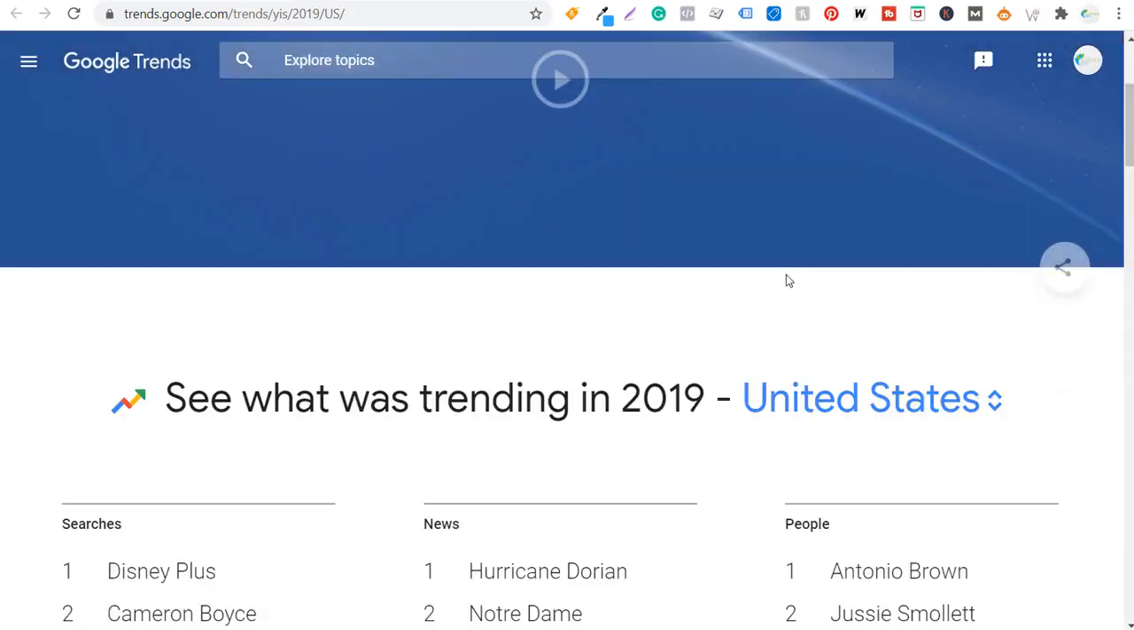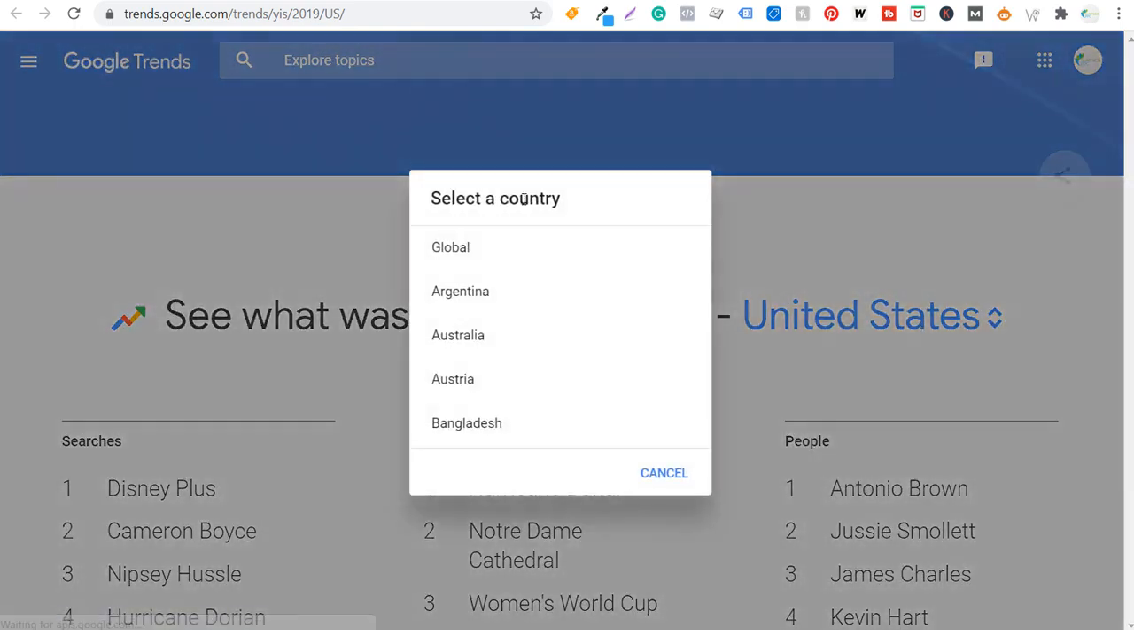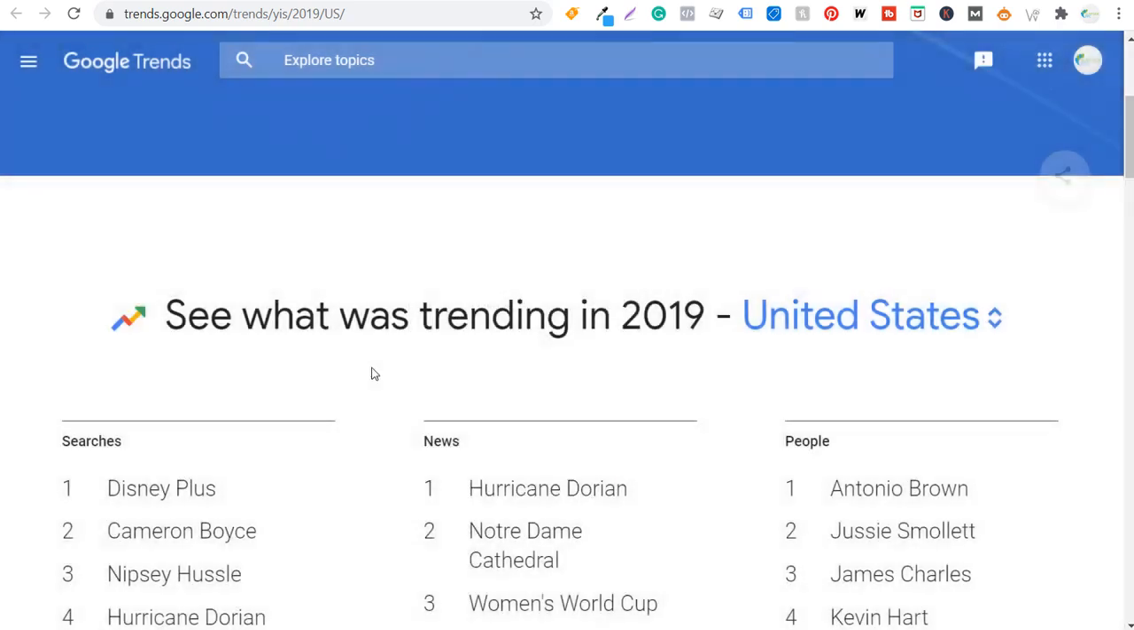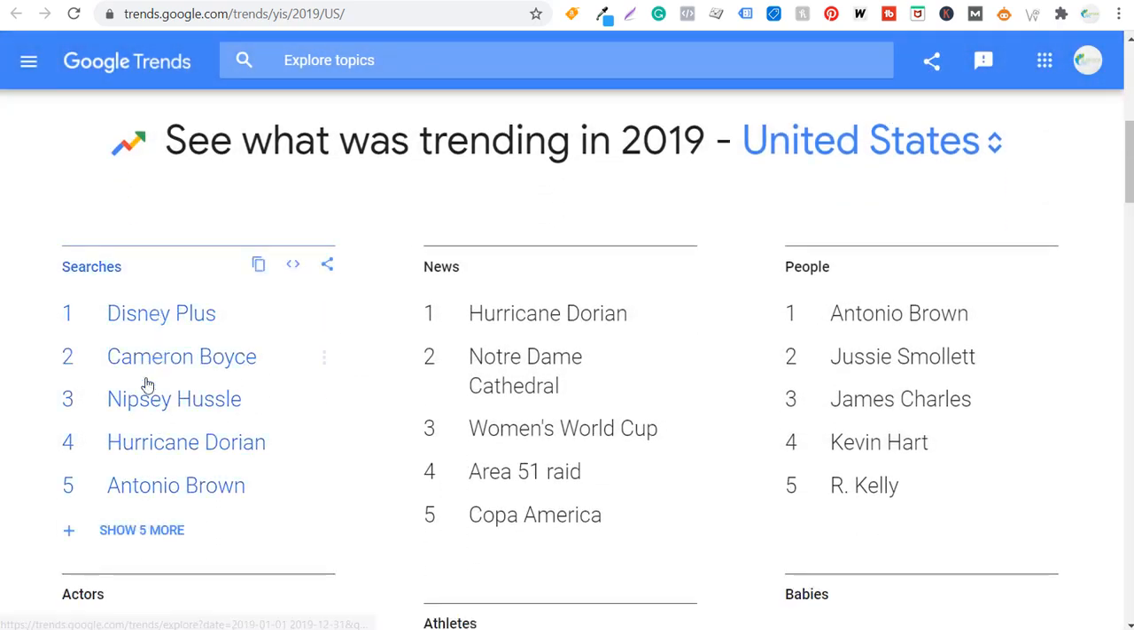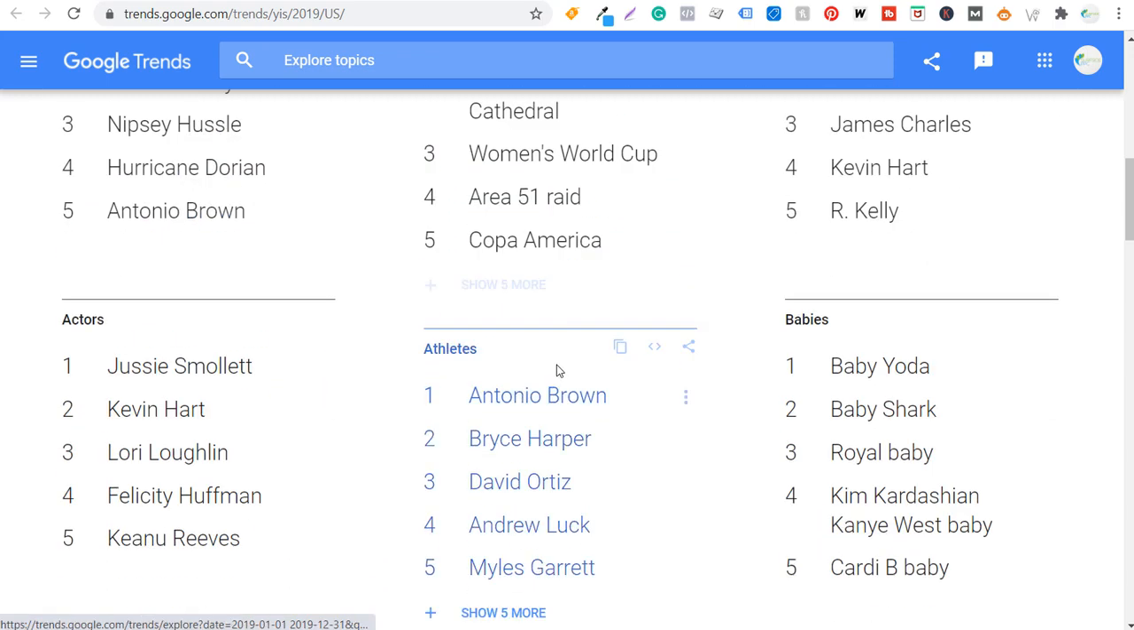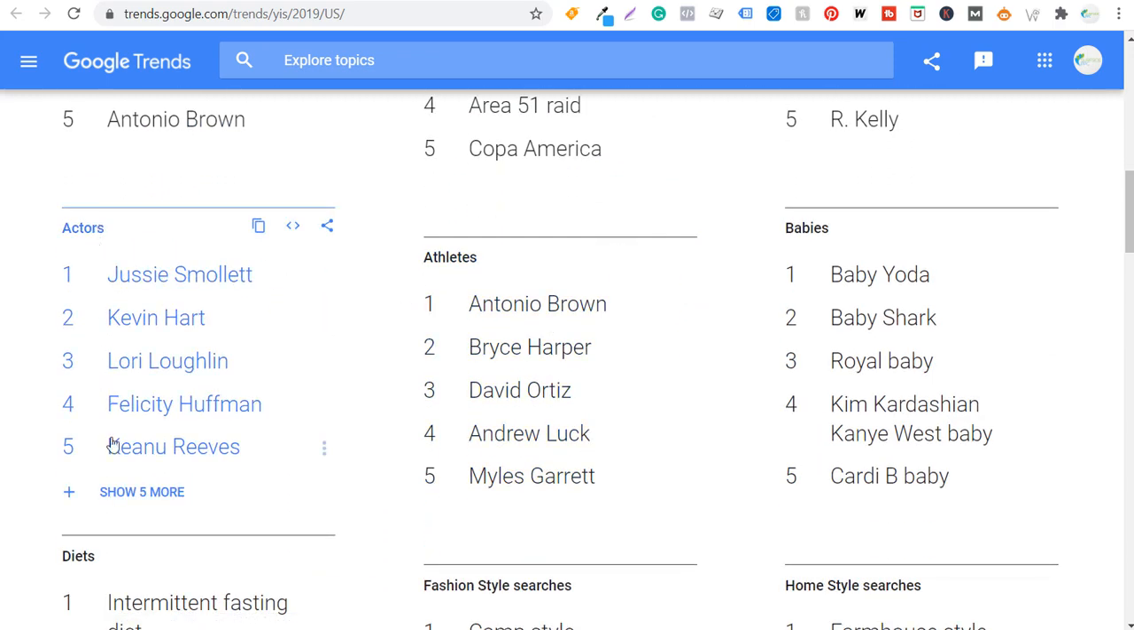You're going to see 2019, and you can also change the location here. I'm just going to keep this as United States, but you can do global as well. In the United States, these are what people were searching the most. So, Hurricane, Antonio Brown, Disney Plus. Keep coming down. You can see some of the actors that were searched the most, some of the athletes that were searched the most.